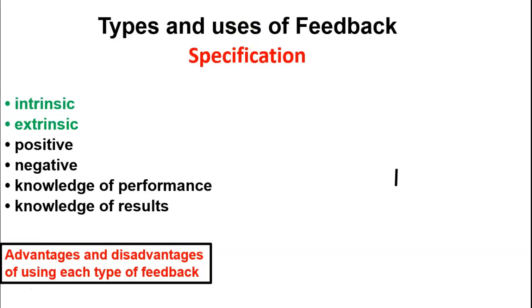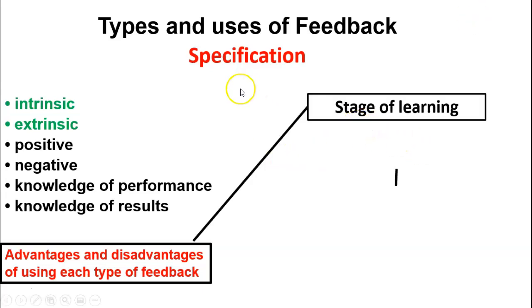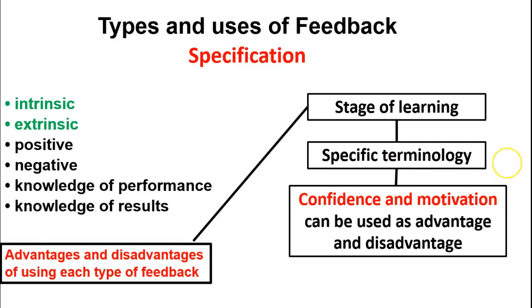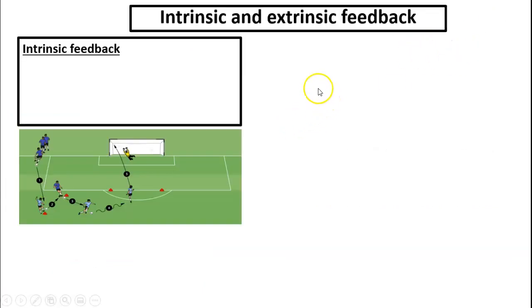Okay, so as always we're going to go through a pattern. When we're given advantages, particularly, we're going to look at giving the stage of learning the feedback is most effective for. Following that, we then need to give some specific information and terminology to explain when that feedback type is either effective or less effective, depending on if we're given advantages or disadvantages. Finally, where possible, and it won't work with both feedback types today, we're going to look at how we can use confidence and motivation as an advantage and disadvantage. Okay, so we'll have a look at that as we go through, and I'll alert you to where you can and can't use it.